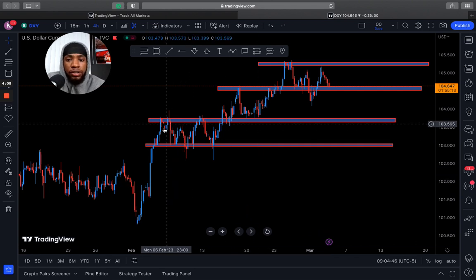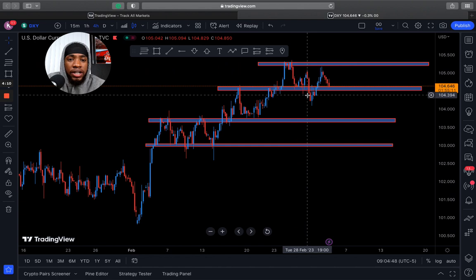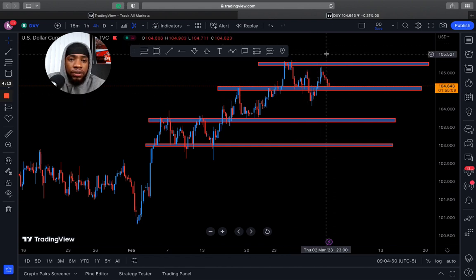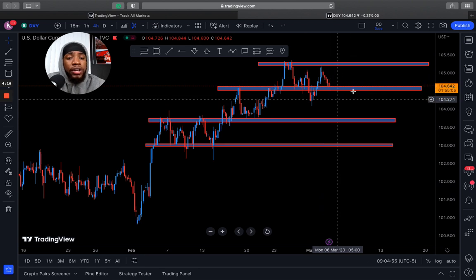So we see, other than that, higher highs, higher lows, higher highs, higher lows. And we see price did fail to create a new higher high, but it is sitting in this kind of support area here. So we never know what we're going to do.